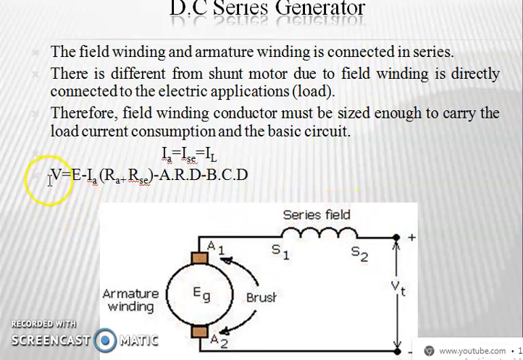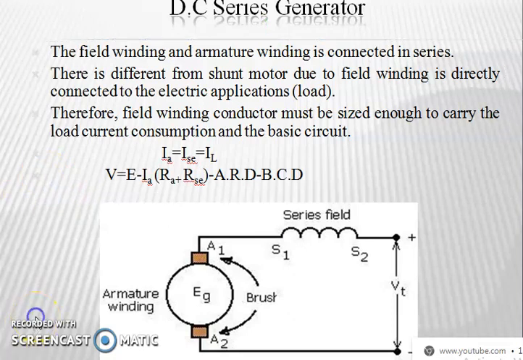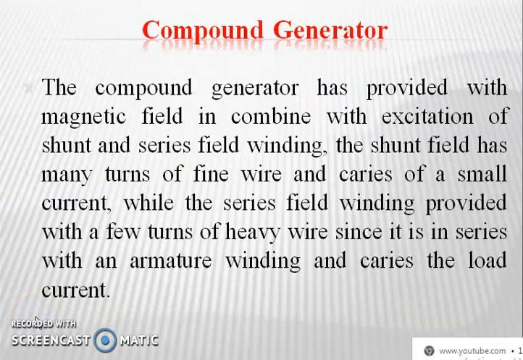Therefore, the terminal voltage is given by V is equal to E minus Ia into Ra plus Rse, where Ra is the resistance of the armature winding and Rse is the resistance of the series field winding, with respect to ARD and BCD as explained. So V is called the terminal voltage in case of DC series generator. Now let us look into the compound generator. As the name itself suggests, the compound generator contains both the shunt field winding and the series field winding.